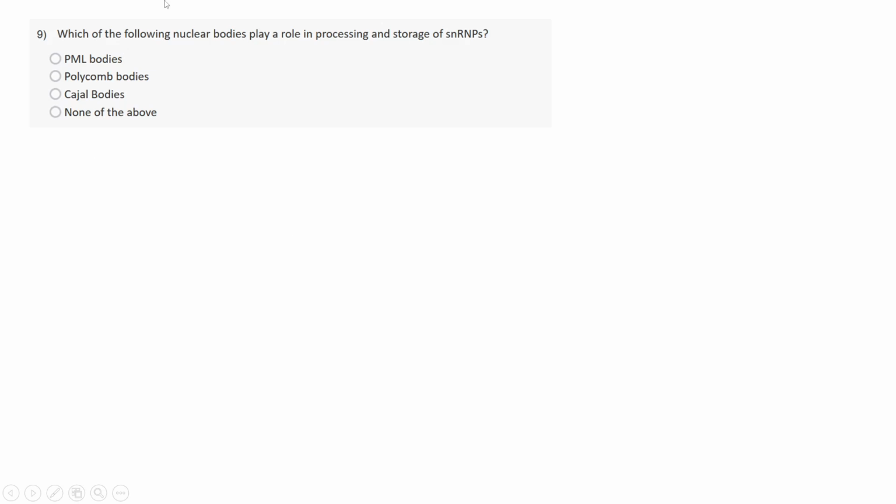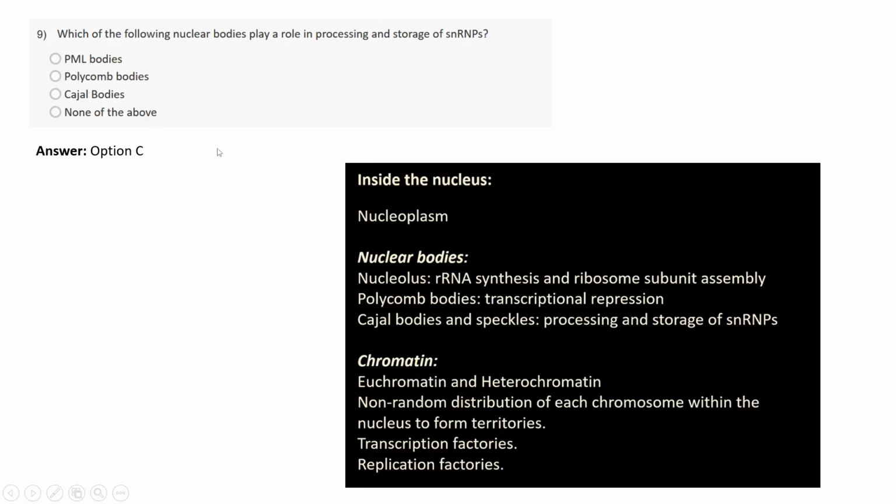So the other question is, which of the following nuclear bodies plays a role in processing and storage of snRNPs? PML bodies, polycomb bodies, CAHL bodies, and none of the above. So the option is option C, CAHL bodies.